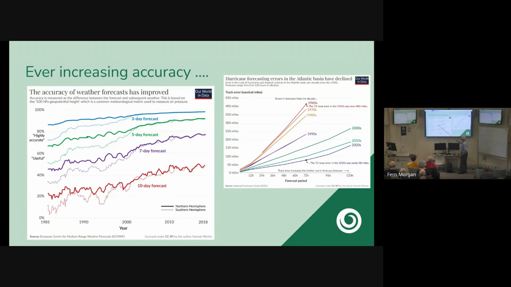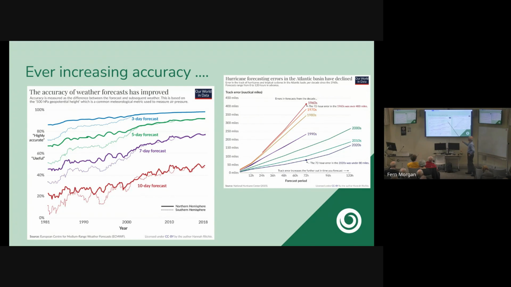And this, for example, take the green line, that's a 5-day weather forecast. And this is saying that in 1980, it was 70% accurate, and that today, it's 90% accurate. And year by year, the forecasts get more accurate. If you want a shorter range forecast, it's more accurate. And if you want a very long range forecast, back in 1980, a 10-day forecast was 20% accurate. That's useless. These days, it's around 50% accurate. So that's beginning to get sort of useful.